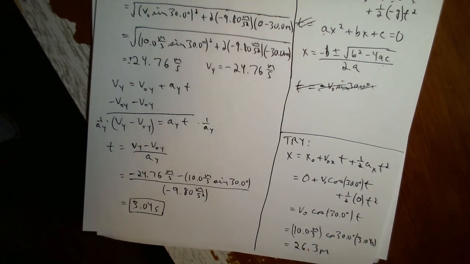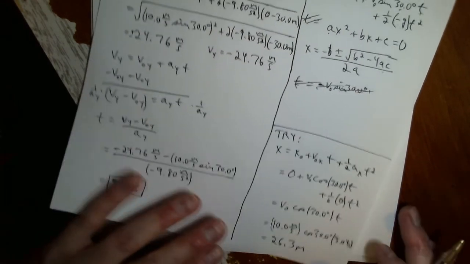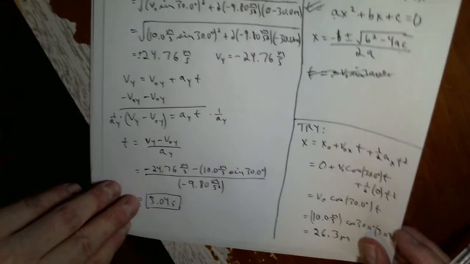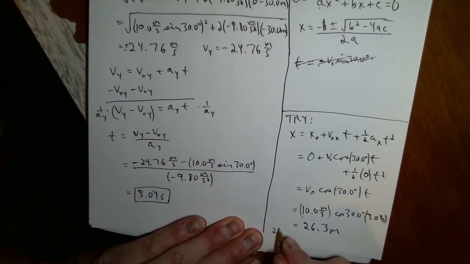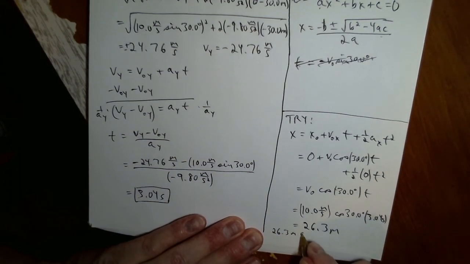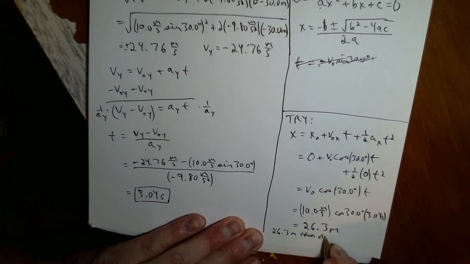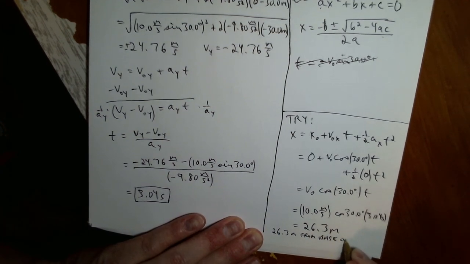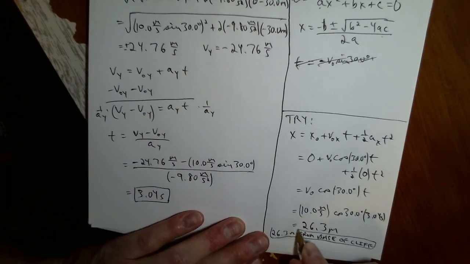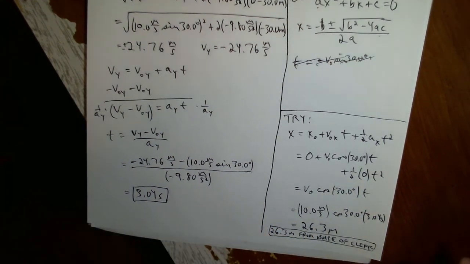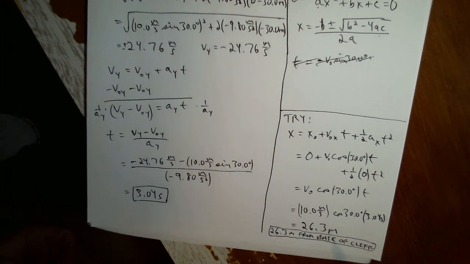It's a little bit better to say where the ball lands is 26.3 meters from the base of the cliff, because that way everyone knows what you're talking about. And that's the answer because I chose the origin to be at the base of the cliff, and so a value of x of 26.3 meters is the same as 26.3 meters from the base of the cliff.